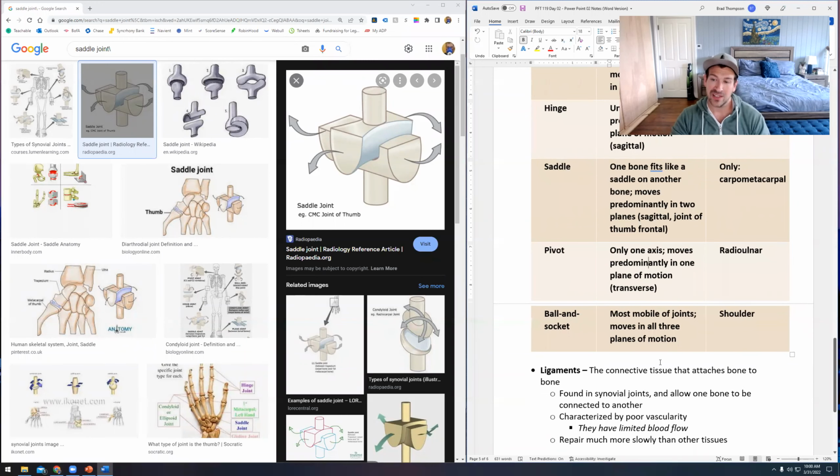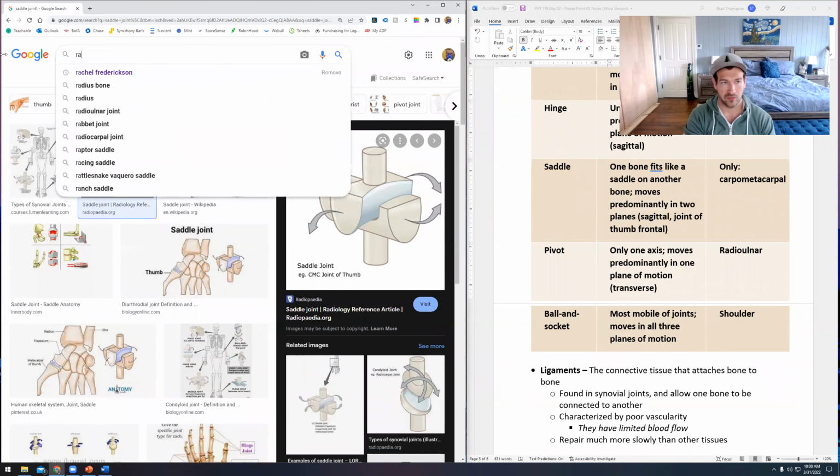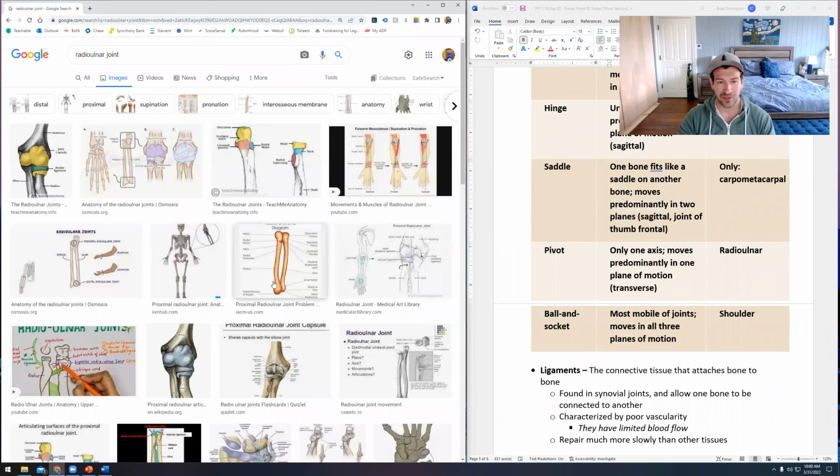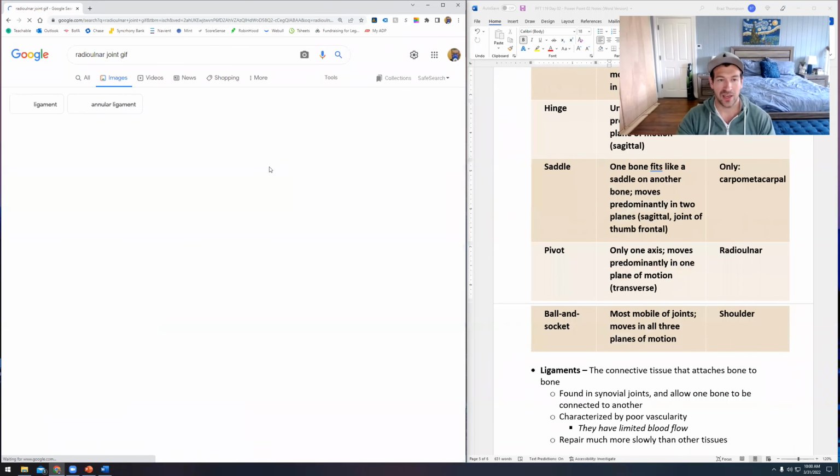You got pivot joints, which are basically going to pivot. Like I said earlier, when you look at your radial ulnar joint, it's a really good example, right? Where you can see these two bones coming together here. One of them is going to swing around the other one.